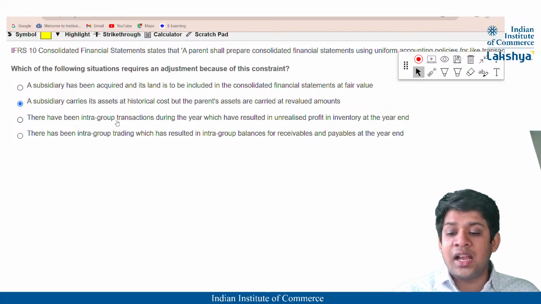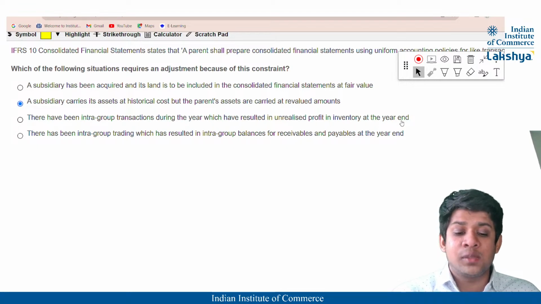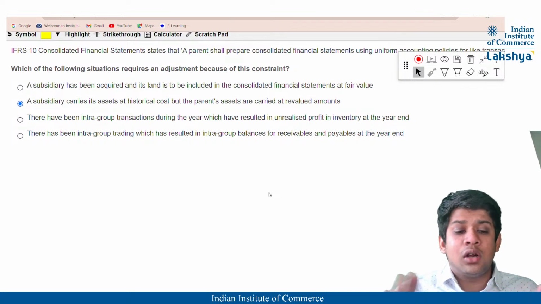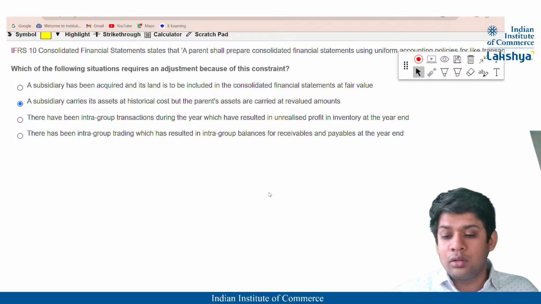The next option is that there have been intragroup transactions during the year which have resulted in unrealized profit in inventory at the year end. If there are intra-group transactions, yes, there are adjustments, but those are not adjustments for changes in accounting policies. The accounting policies are the same, right? Only the adjustments are required for intra-group trading.